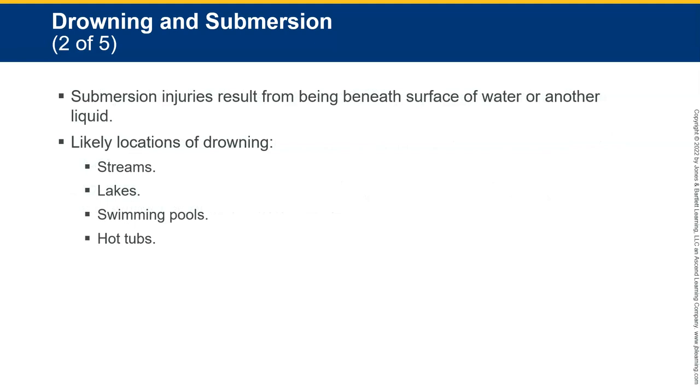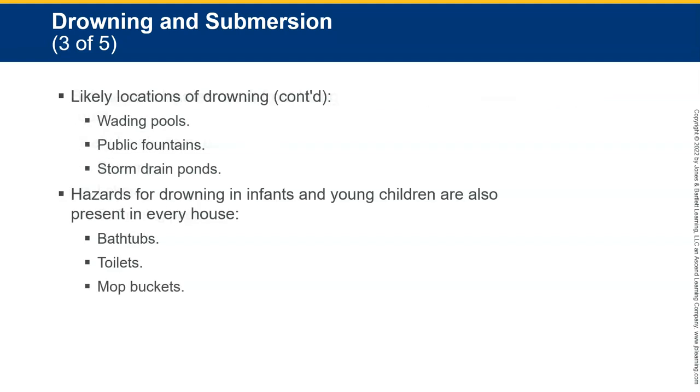Submersion injuries result from being beneath the surface of water or another liquid. So likely locations, we should be able to figure this out. Streams, lakes, swimming pools, hot tubs, anywhere there's a body of water. Likely locations of drowning also include wading pools, public fountains, storm drain ponds. And those things are for kids as well. Bathtubs and toilets and mop buckets can all be real problems.